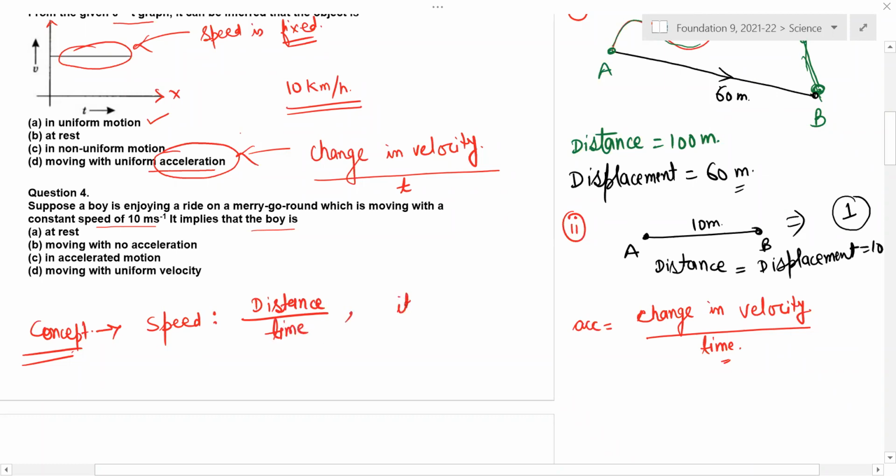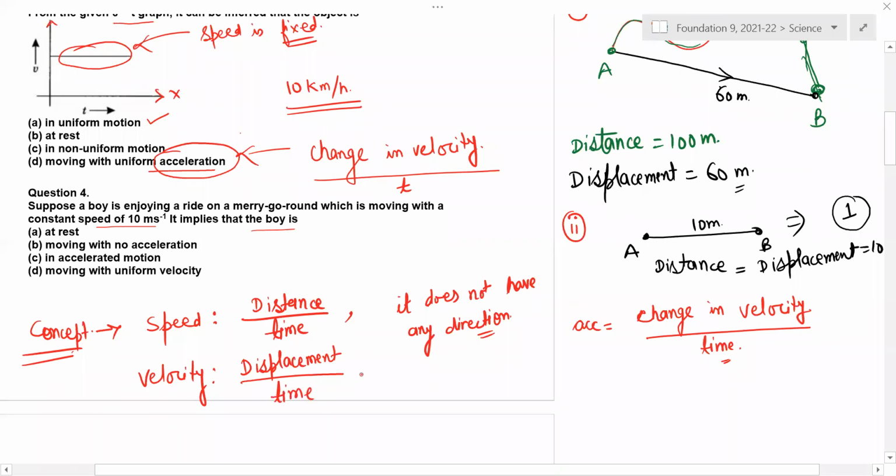It does not have any direction. Till now it is clear. Yes, sir. Velocity is what? Displacement by time. Very good. It's nothing but displacement by time. Meaning, displacement has direction, so it has a direction. It's a vector quantity.